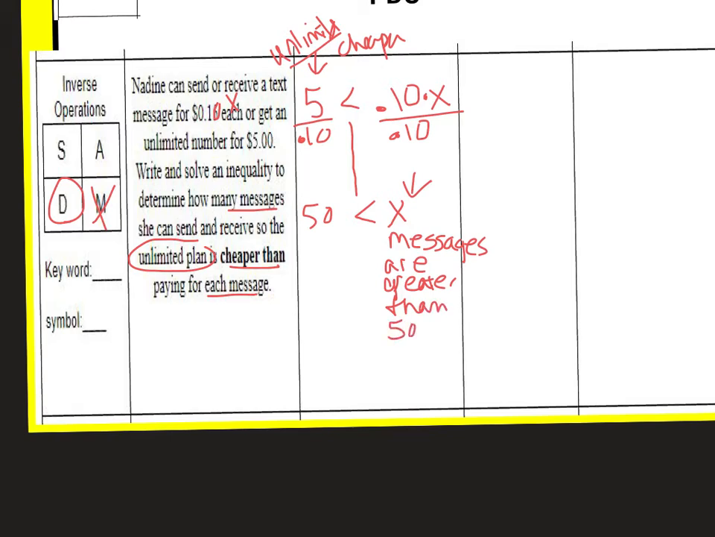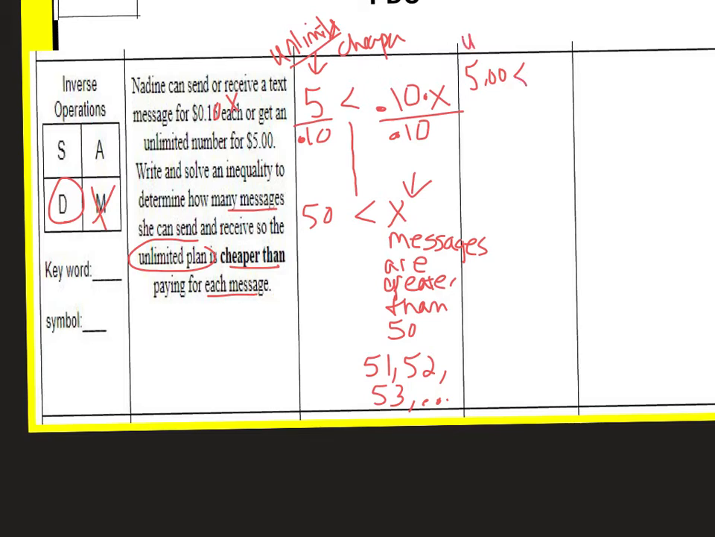When they're greater than 50, it's going to be less expensive to go with the unlimited plan. So I'm going to test some numbers here. I'm going to test numbers that are greater than 50. Well, 51 messages, 52 messages, 53 messages, etc. So let's test it. If I have $5, that's my unlimited plan.